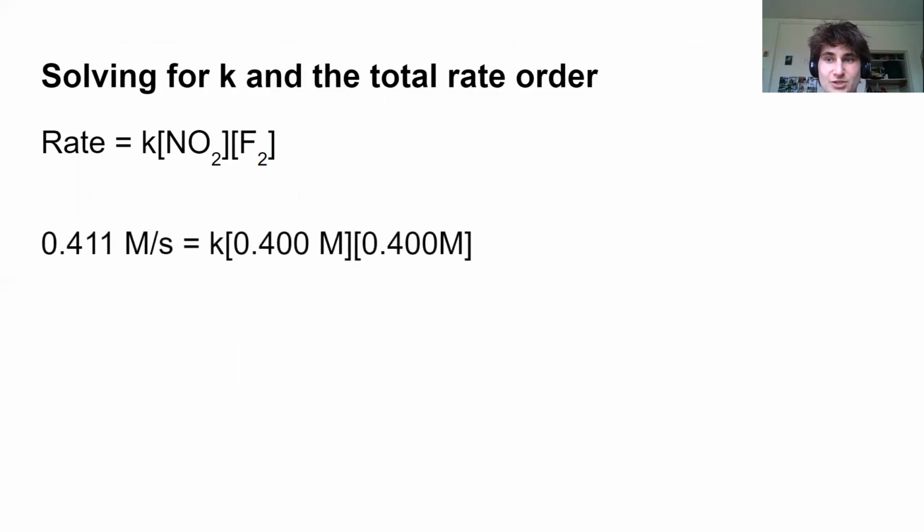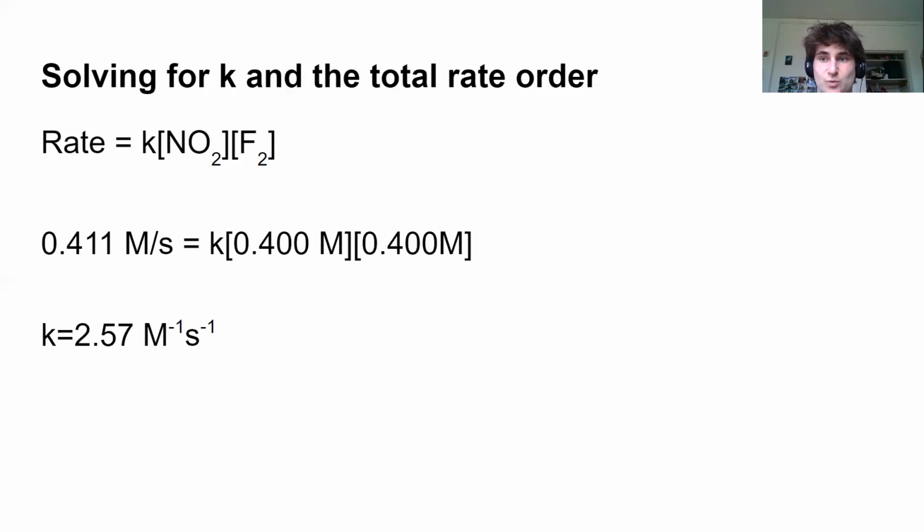So to do that, we're just going to plug in the data from one experiment. I chose the fourth experiment just because we haven't touched it yet. So we're going to put that in. We get 0.411 molar per second equals K times 0.400 molar times 0.400 molar. We have 3 significant figures, and when we solve, we end up with K equals 2.57 molar to the -1 second to the -1.